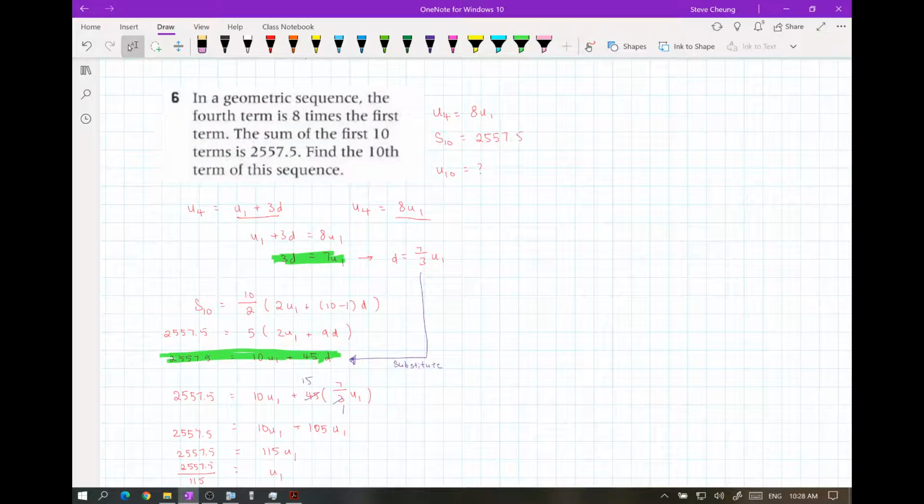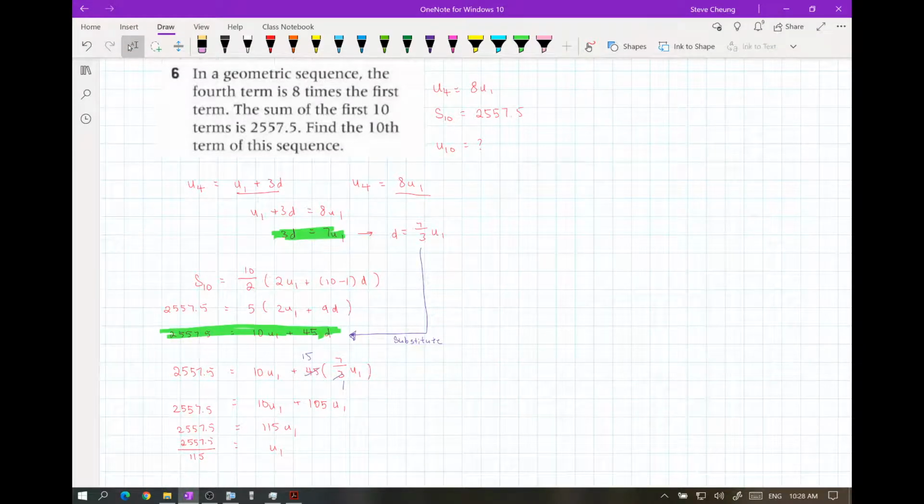The fourth term is 8 times the first term, and the sum of the first 10 terms is as follows. Find the 10th term of the sequence. So I'm just looking for the first term and then generate this 10th term. But the problem is I don't even have the first term to be a nice number. Is it not a nice number? Let me see.